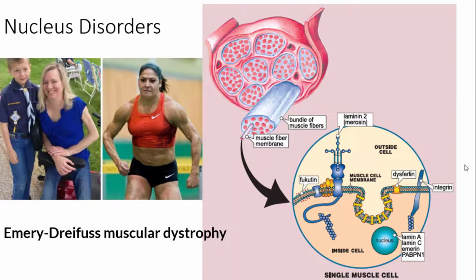There are a couple of disorders that are linked to problems in the nucleus. Emery-Dreifuss muscular dystrophy, believe it or not, these two women have the same disorder. It's where essentially these proteins in the nucleus, lamin A, lamin C, and emerin, are dysfunctional. They have a mutation in them, and because of that, you get either overgrowth like this, or very small, undergrown arms and shins.